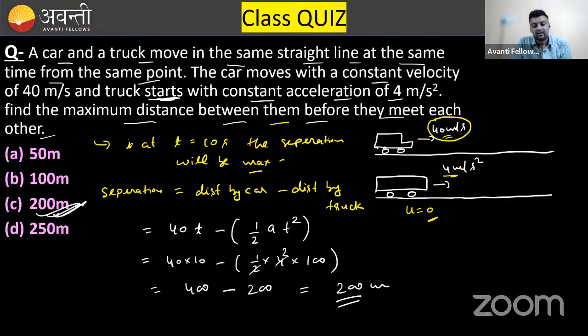Are you getting my point? The main thing you should understand is t equals 10 seconds. This is the base of the question. After that, everything is just simple mathematics. Until the velocity of both becomes equal, the car is moving faster, so the separation will keep on increasing. Once the velocity becomes equal, they will move with constant separation, and the truck will start overtaking. So that's what the question is. Now again, moving further to the next concept. I hope this is clear.